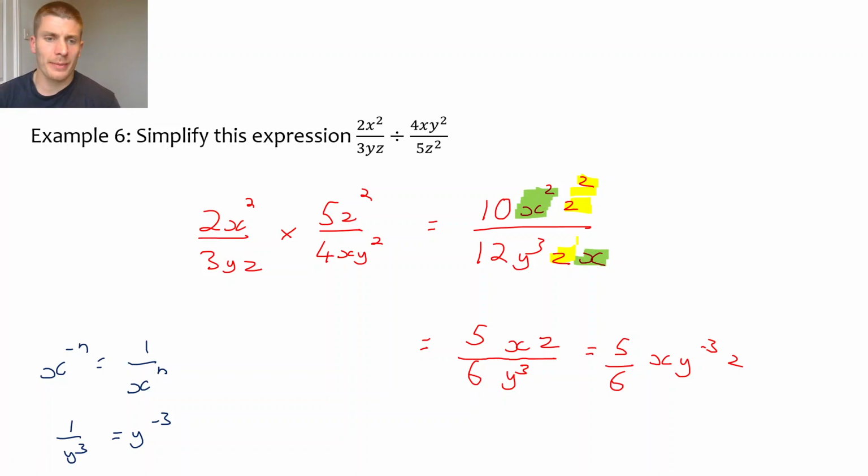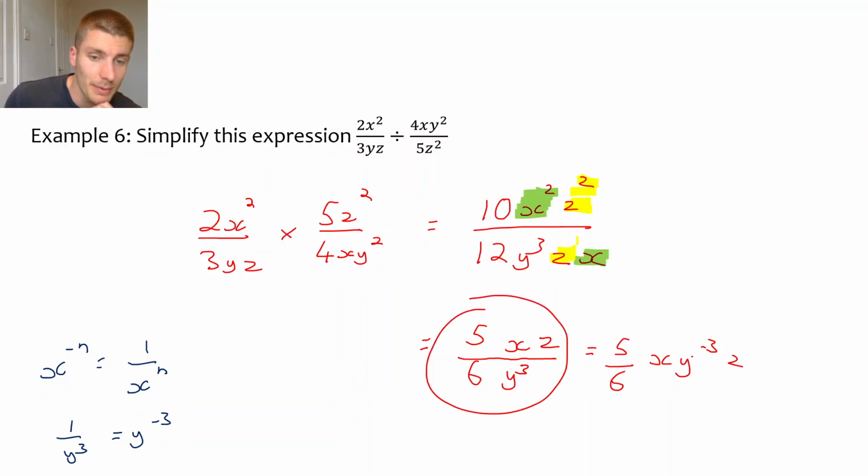And personally, I would write it in this way. Why do I write it in this way? Really it doesn't actually matter. It's just because this part here is in one line, but there is really no preference here. What does the book go for? The book's gone for 5 over 6 xz over y cubed. Okay, it's gone for this one. But this definitely means the same thing. Either of those is correct.